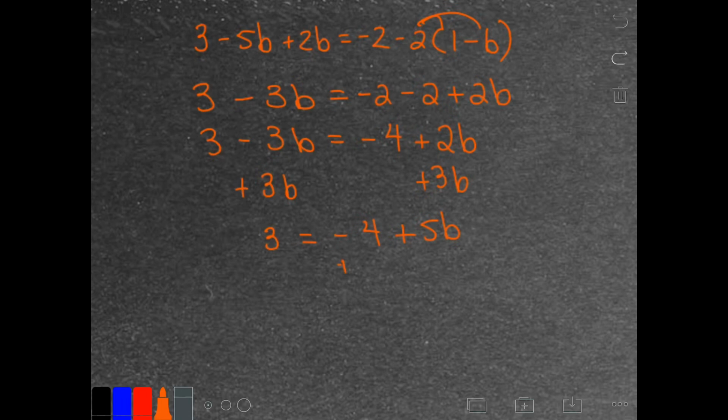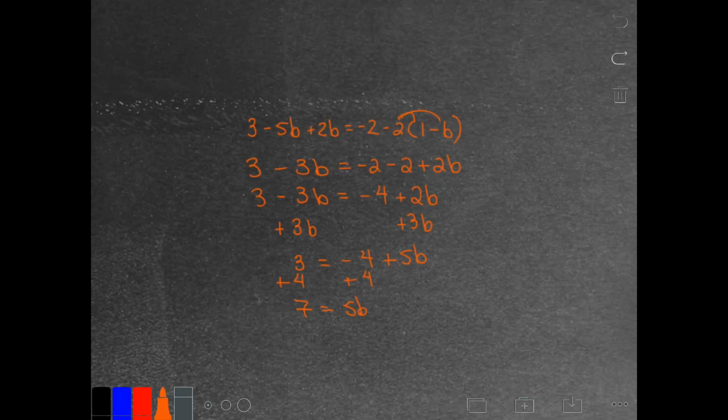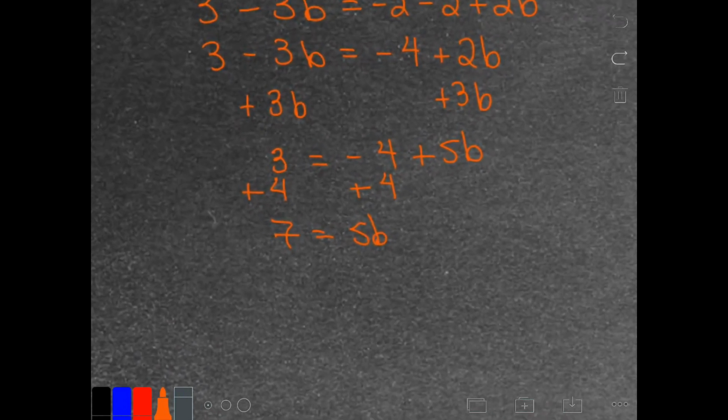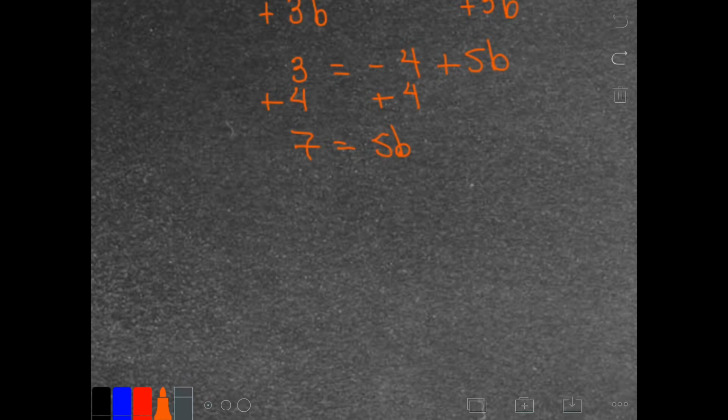Let's go ahead and get rid of that minus 4 by adding 4. That'll give me 7 equals 5b. And then we'll go ahead and divide by 5. Well, b equals, what is 7 divided by 5? Well, I'm going to write my answer as a decimal here, 1.4. Yes, my answer can be a decimal.